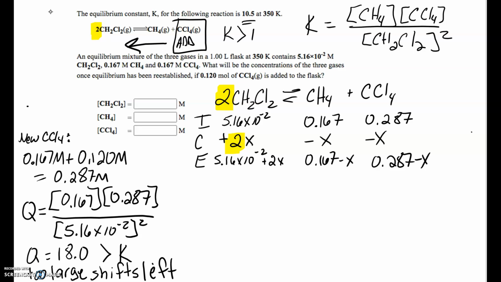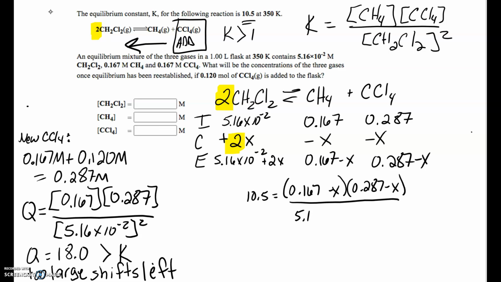So our K is 10.5 equals products over reactants. So our products are 0.167 minus x and 0.287 minus x, divided by 5.16 times 10 to the minus 2 plus 2x, squared.